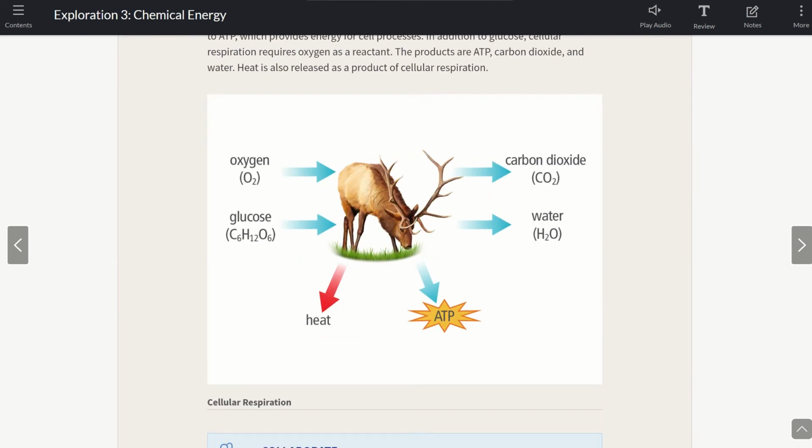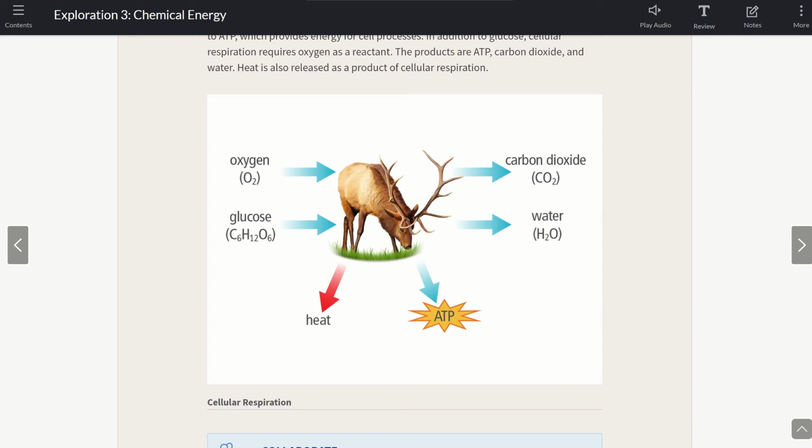So here's an example of how we're going to make energy. This elk is exactly like a human or any other organism that is going to eat their energy in the form of sugar. So this organism is going to take in oxygen. It's going to take in glucose. When it does that, it's going to go through cellular respiration. And cellular respiration is why we exhale carbon dioxide. So what's going to happen is this organism is going to take the energy in glucose. Glucose has chemical energy stored in these bonds. It's going to release heat, but it's going to make ATP.